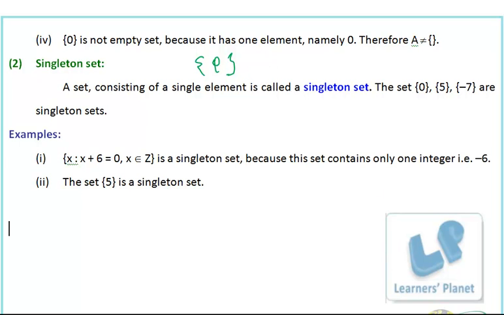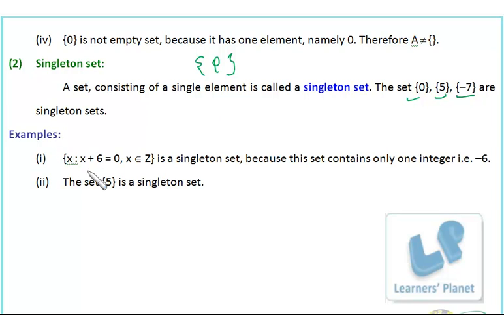Now next is, what is a singleton set? A set consisting of a single element is called a singleton set. We can take some examples. There is 0, 5, -7, only one element in each of these sets. So these are known to be singleton sets.